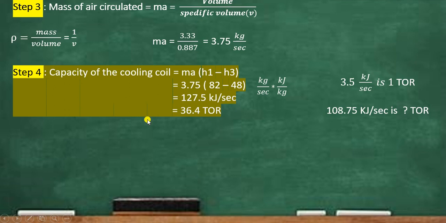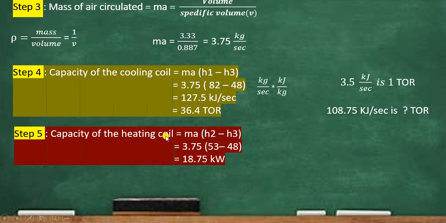So the next step asks for the capacity of the heating coil. The heating process is the third process you have shown in the psychrometric chart, that is 3 to 2. 3 is the starting point of heating and 2 is the end point of heating. During the heating process the enthalpy increases, so enthalpy at outlet will be more than enthalpy at inlet. So the highest enthalpy, H2, minus the lowest enthalpy. H2 is 53 using the psychrometric chart, as discussed in the previous slide, and H3 is 48. So 53 minus 48, times 3.75, obviously this is in kilowatt. So 18.75 kilojoule per second, or 18.75 kilowatt.